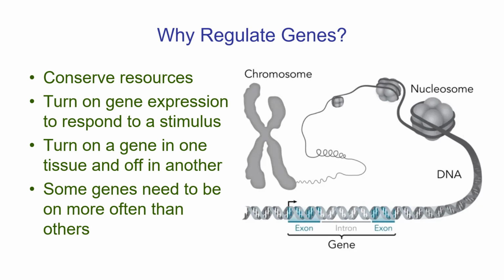So even though all the information is there in all of those cells, the genes that aren't needed are shut down. So in a heart cell, we're going to see a certain set of genes that are turned off that might be turned on in a liver cell. We'll have a certain set of genes that are turned on in the heart cell that maybe aren't turned on in the liver cell or the skin cell. So we need to regulate what genes are being used.